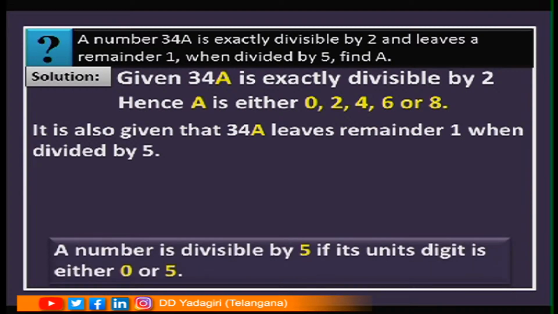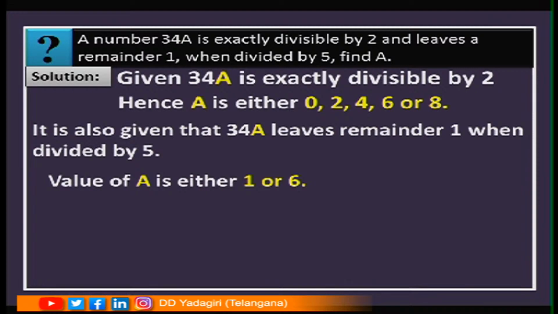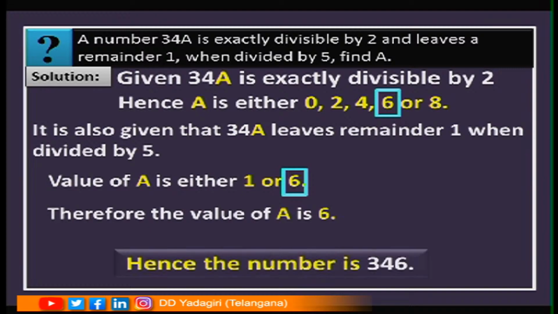That means we already know that a number is divisible by 5 if its unit digit is either 0 or 5. Hence, I can write a can be either 1 or 6, because 0 and 5 are ruled out. The remaining numbers: if I have 1 in a's place, when we divide by 5, I get remainder 1, or even if it is 6 in place of a, then I get remainder 1. So, what do you notice in these two? Yes, 6 is the common digit, right? Therefore, the value of a is 6. Hence, the number is 346.